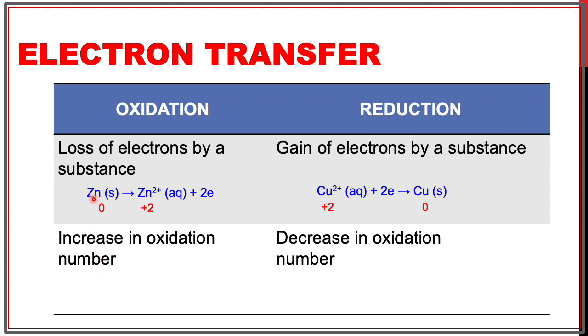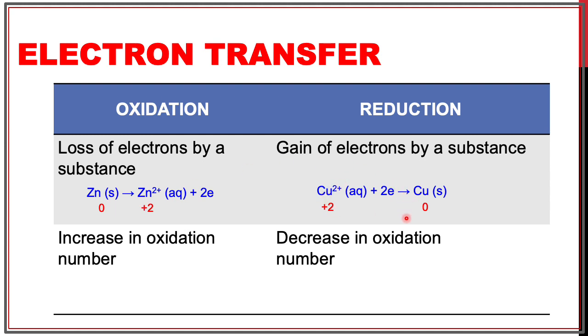So the oxidation number for zinc is equal to 0, because for all neutral atoms the oxidation number is 0. And this one is zinc 2 plus, so the oxidation number is positive 2. From here you can see that the oxidation number increased from 0 to positive 2. So this reaction is an oxidation reaction.